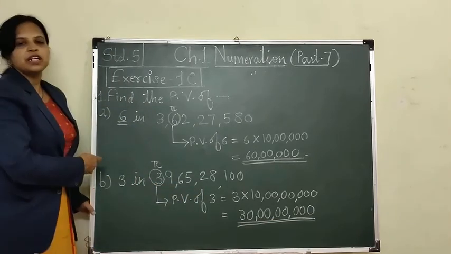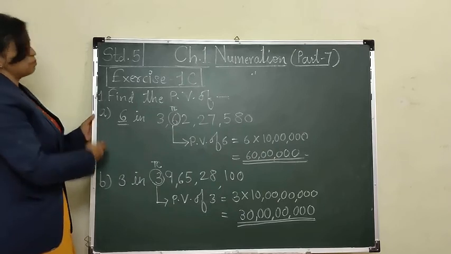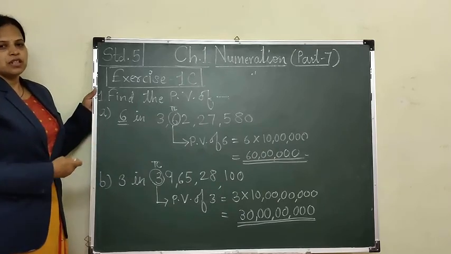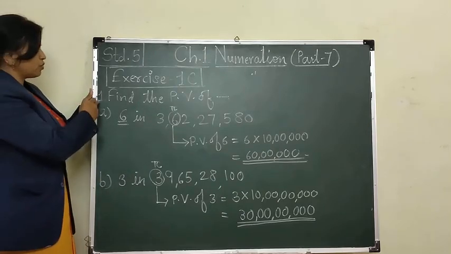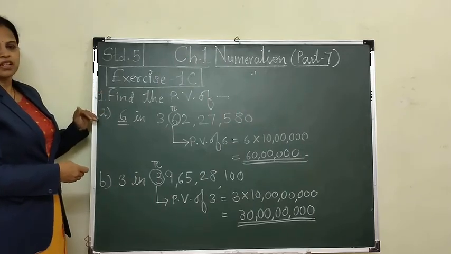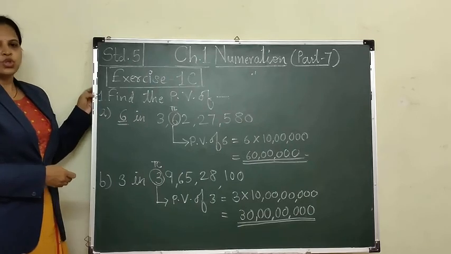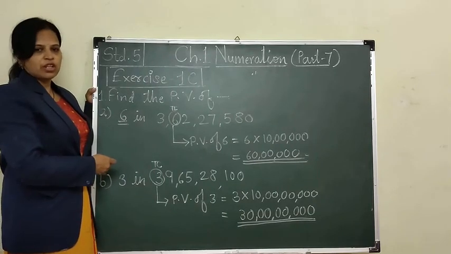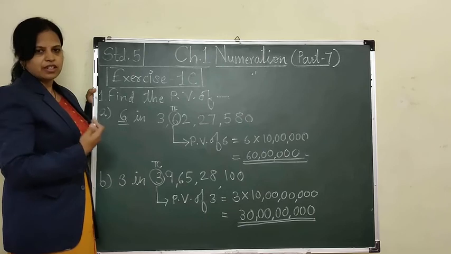Now I have explained these two examples, A and B. You will solve the remaining 4 questions from question number 1, that is C, D, E and F. Whatever the remaining questions are there, you should find out the place value of the digits given there. Thank you.